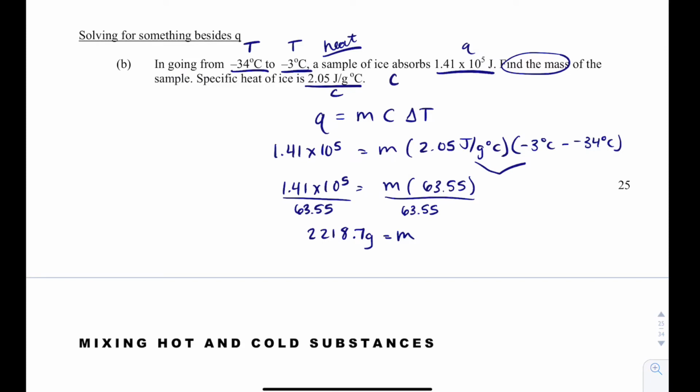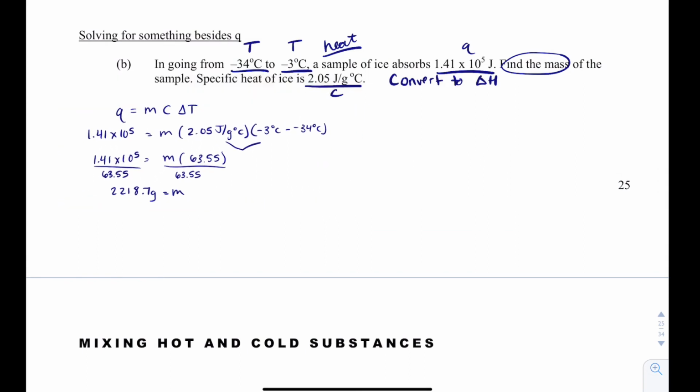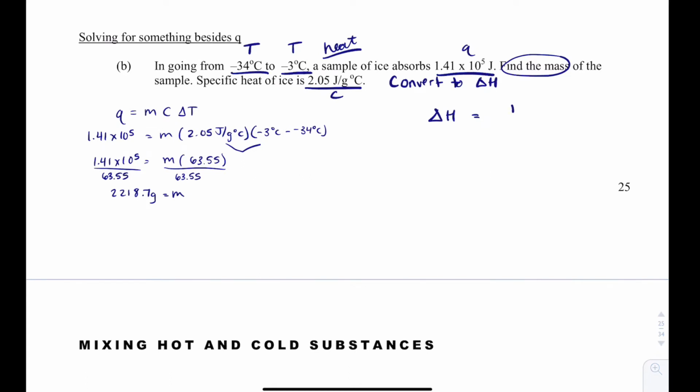Now, let's say, and I know it doesn't say here, but I want to solve for it this way. Let's say we had a second part that said convert to delta H. Okay, that's not going to be really overly tricky if we understand one formula. Delta H is going to oftentimes be represented in kilojoules per mole, but I always like to change it to joules per mole.